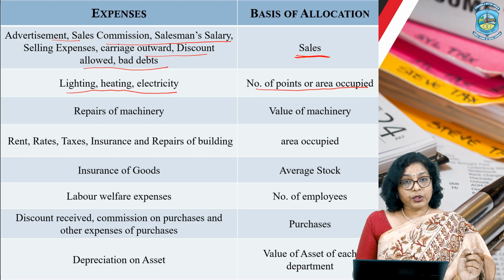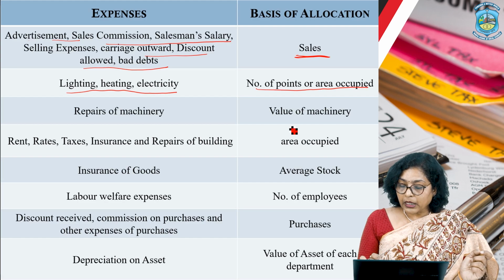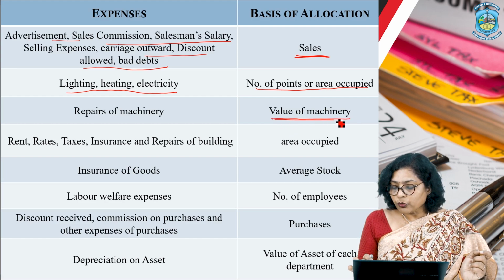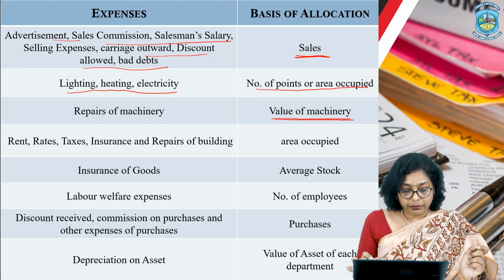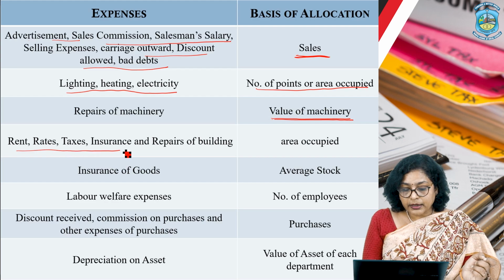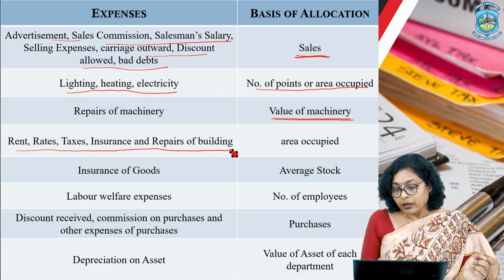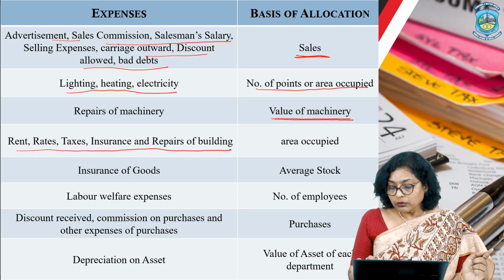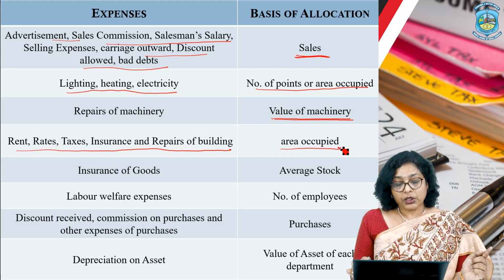Then repairs of machinery, if it is incurred as a whole, then this will be allocated on the basis of value of machinery held by each department. Then any expenses incurred on building like rent, rates, taxes, insurance, repairs of building, this will be based on the area occupied by each department.